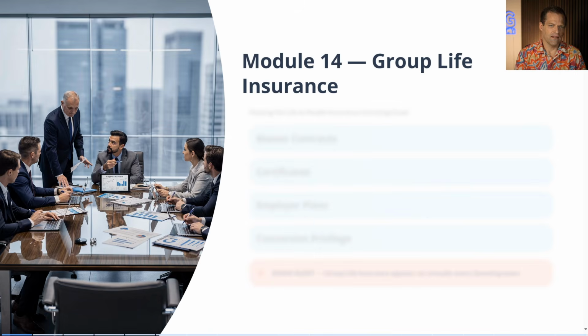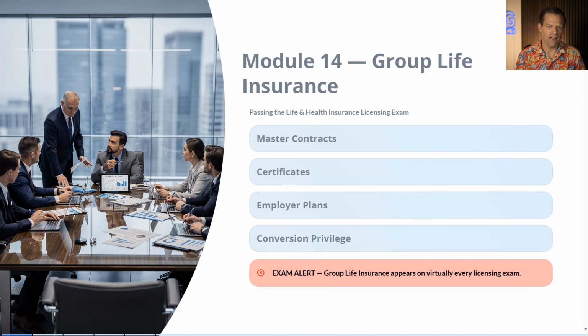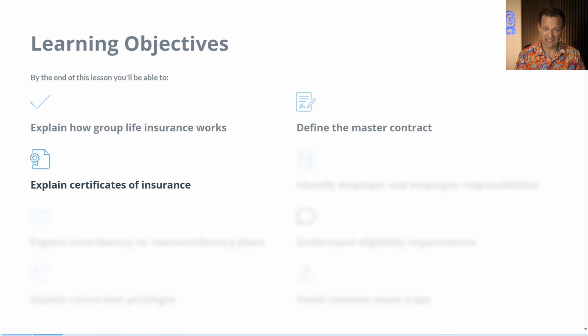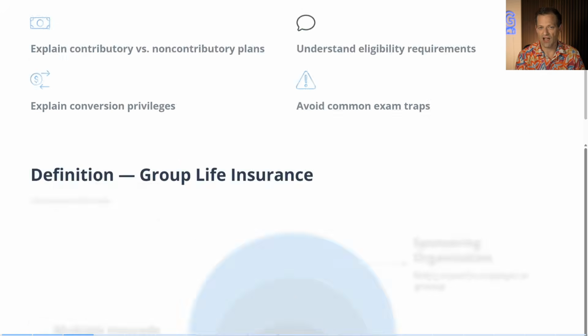policies work. In today's lesson, we're going to talk about group life insurance, passing the life and health insurance licensing exam. So we're going to go over what this is, how it works, such as master contracts, certificates, employer plans, and conversion privileges. This represents a good bit of the questions related to life insurance policy types on the exam. So it pays to know the basics and fundamentals of group life insurance, which is why we're doing this. By the end of this lesson, you should be able to explain how group life works, define the master contract, explain certificates of insurance, identify employer-employee responsibilities with the plan, explain contributory versus non-contributory plans, understand eligibility requirements, explain conversion privileges, and avoid the common exam traps.